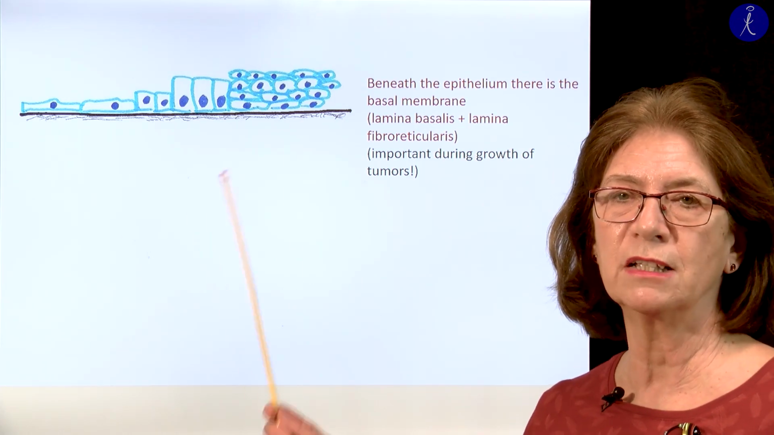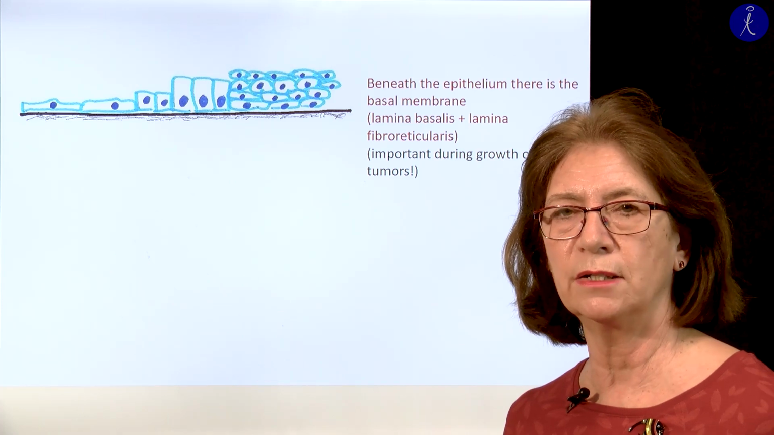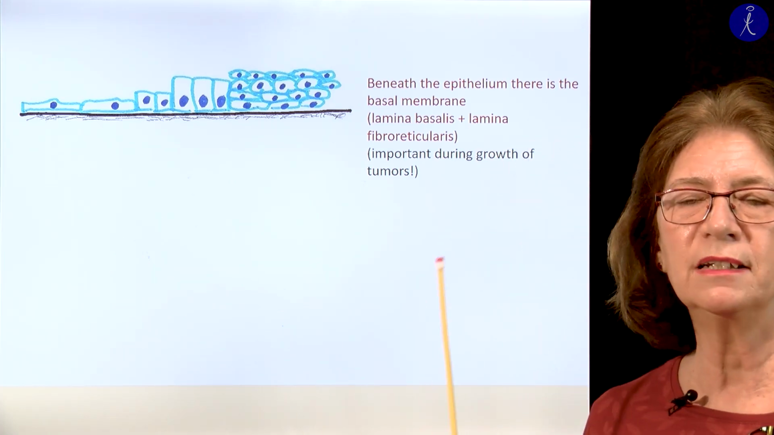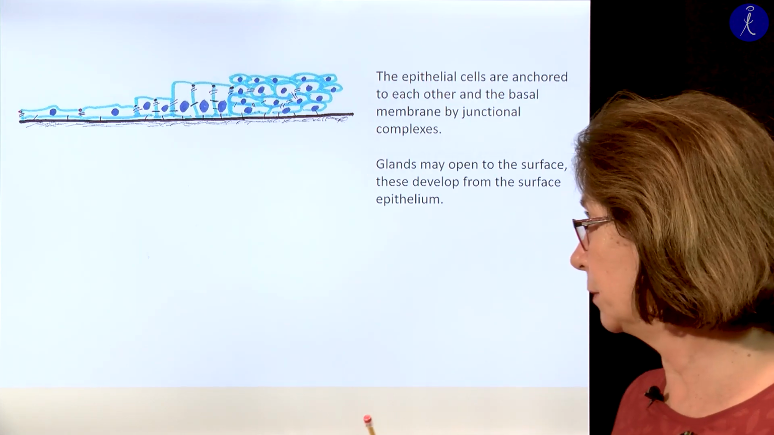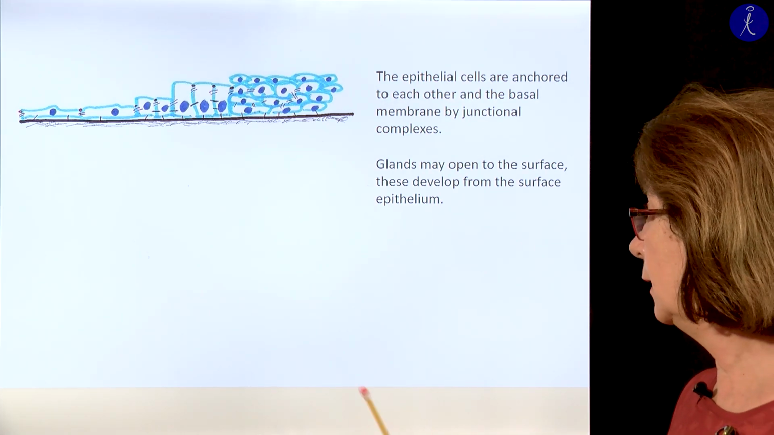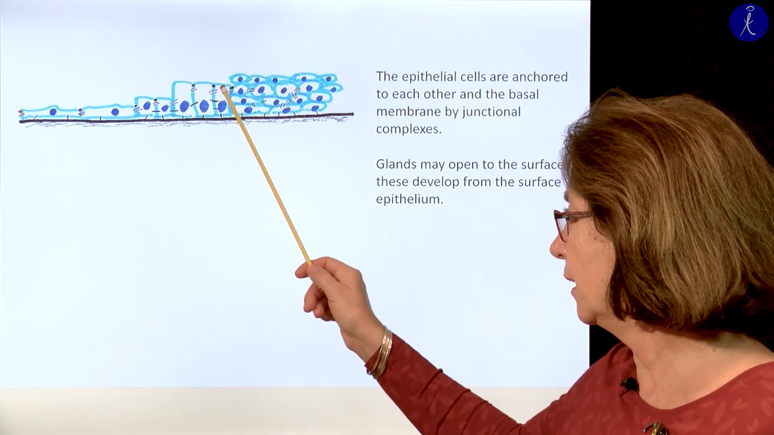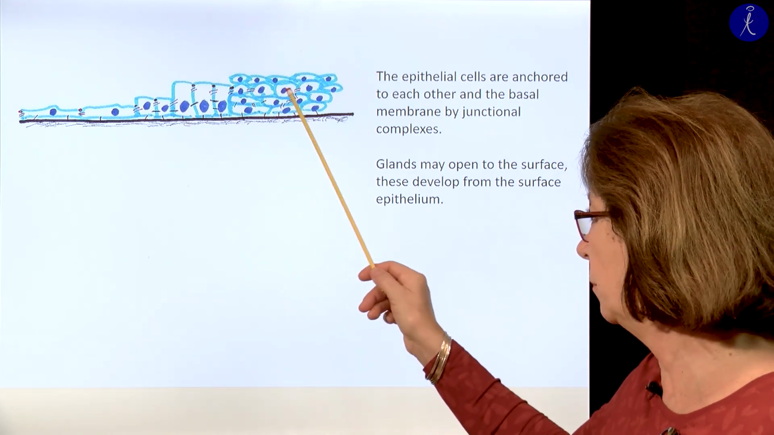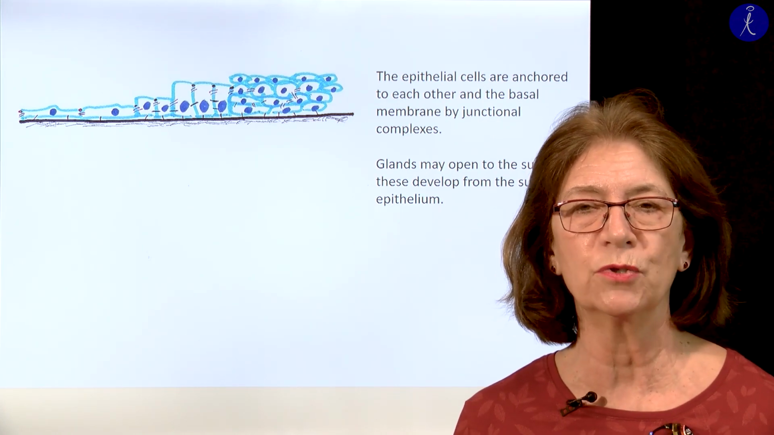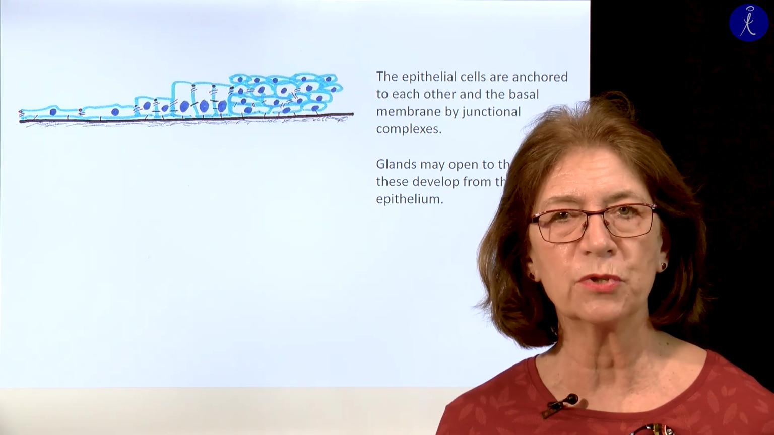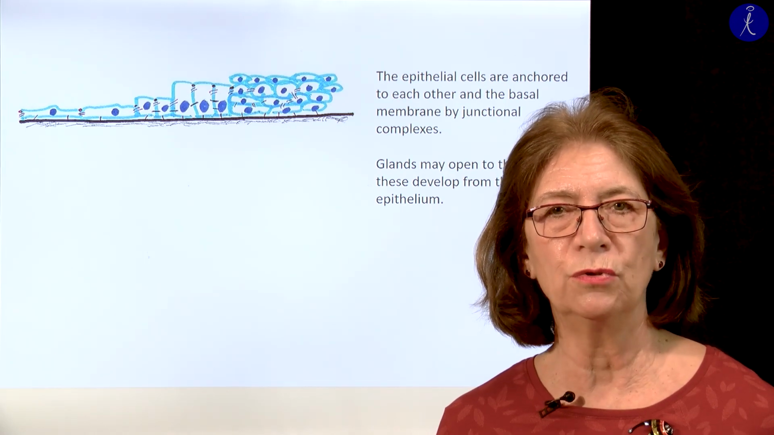It's not the only place where you have it. You will see at the end of this series of drawings that all basic tissues are separated from each other with this basement membrane. The epithelial cells are anchored to each other with junctional complexes. These may be the tight junctions, the belt desmosomes, the spot desmosomes, the gap junctions, or the hemidesmosomes. You've studied this also in biology.